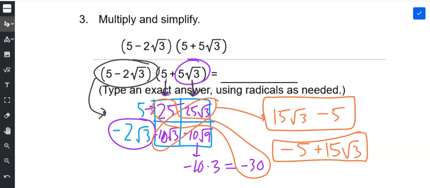But this time the opposites, the outsides and insides, are not canceling out because one's 25 radical 3, the other one's negative 10 radical 3. So they add together to give me 15 radical 3. And then the other two are 25, and then we ended up with negative 30 in the bottom right corner of my box, because that's negative 10 times the square root of 9. And I get 25 minus 30, which is negative 5. I don't care which way you write it, whether you write it like this or write it like this. It's the same answer for both. But you find your favorite way to FOIL, because that's all this is, FOIL.